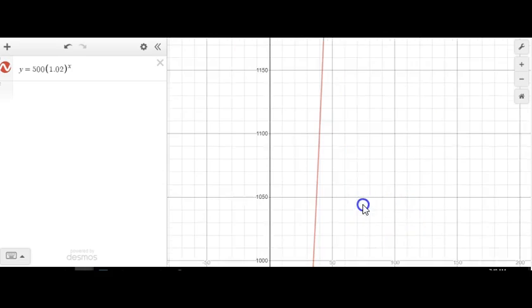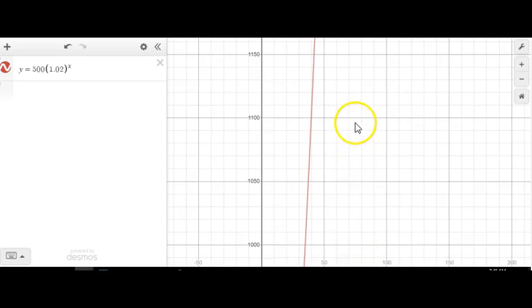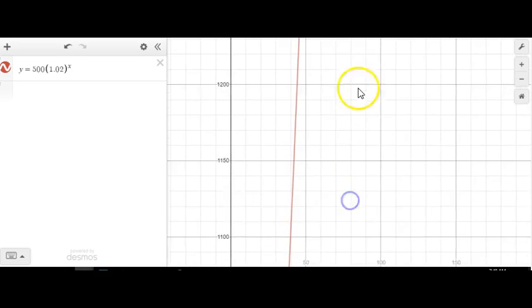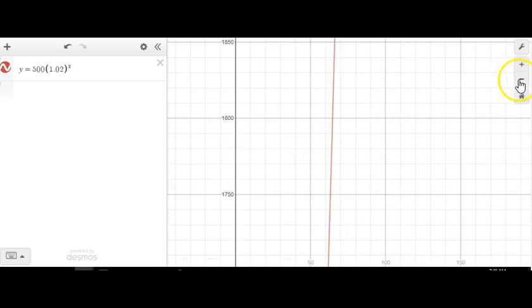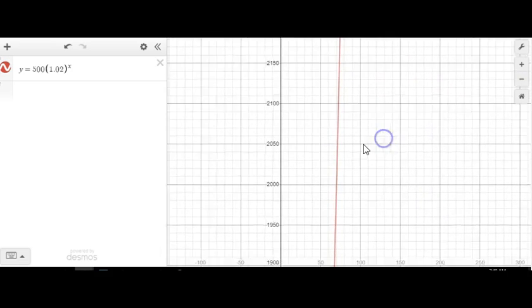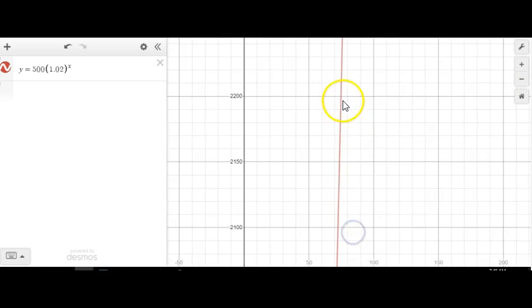So going back to my graph, I need to find the height when x equals 75 now. So I need to continue to scroll up on here. And then here we can see that when x is equal to 75, the height is 2,208 by rounding to the nearest whole number. So 2,208 would be the population in 2025.